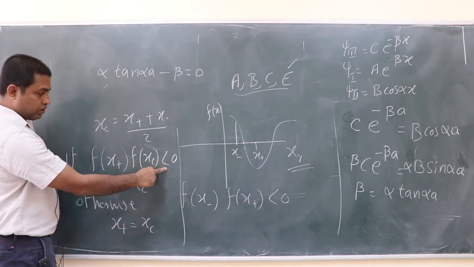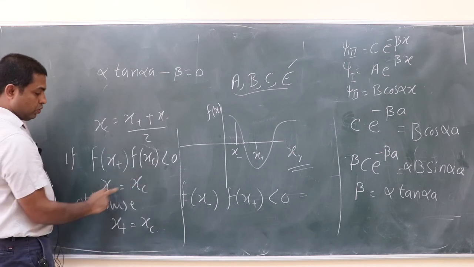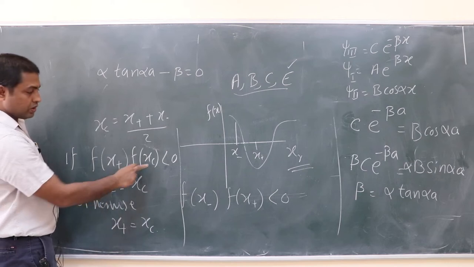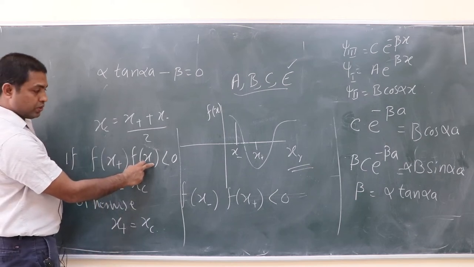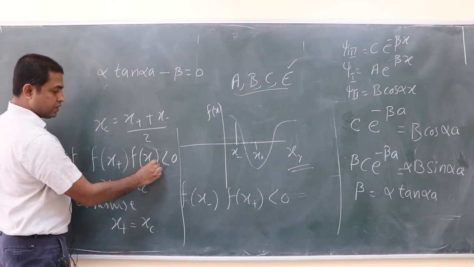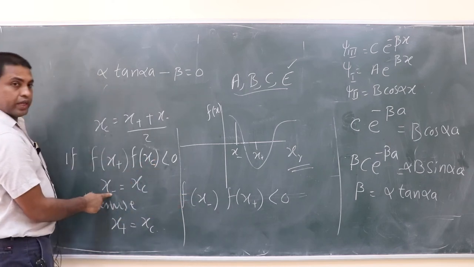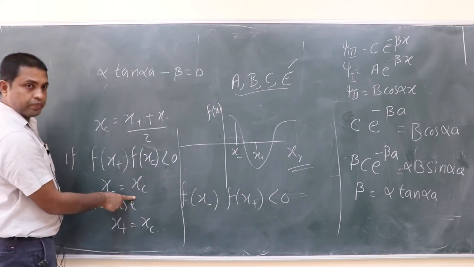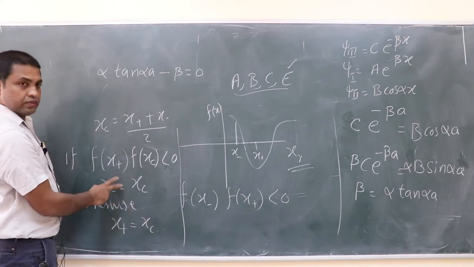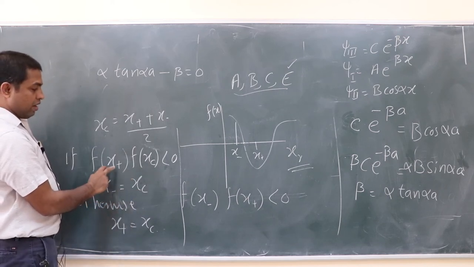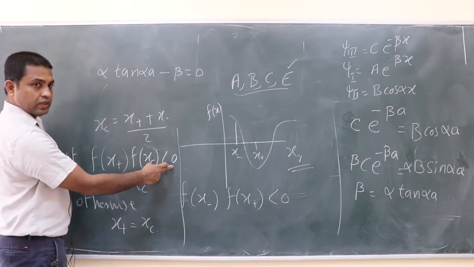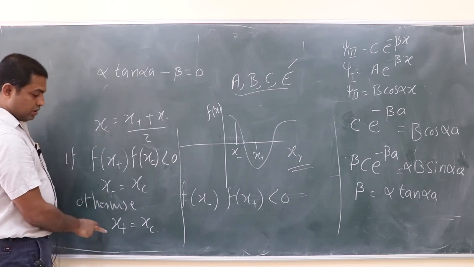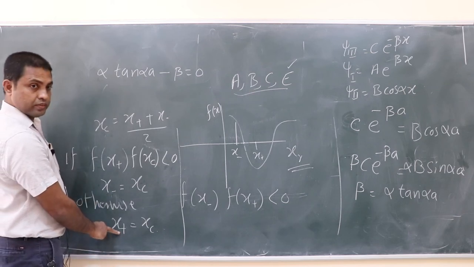then you just have to update x minus. If this condition is still satisfied, x minus is updated to xc. If it is positive, that means f of x plus into f of xc is positive, so actually you should not update x minus, because you have to update x plus.